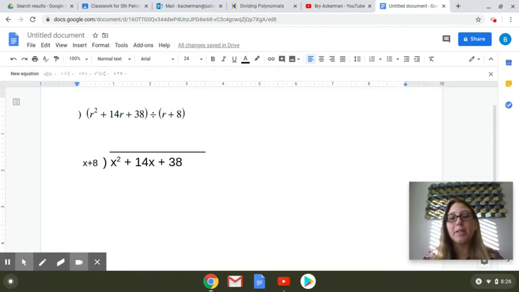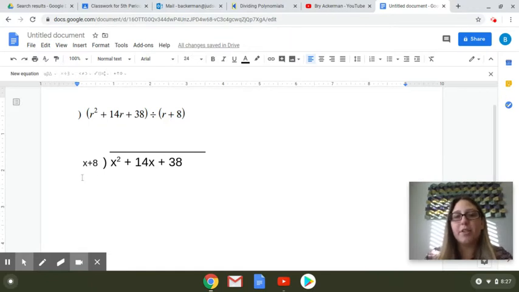Anyway, so here's another example of dividing polynomials. The original problem is r squared plus 14r plus 38 divided by r plus 8. I changed the r's to x's just because that's what you guys are used to, and so maybe it's easier to do it that way, but it shouldn't matter.